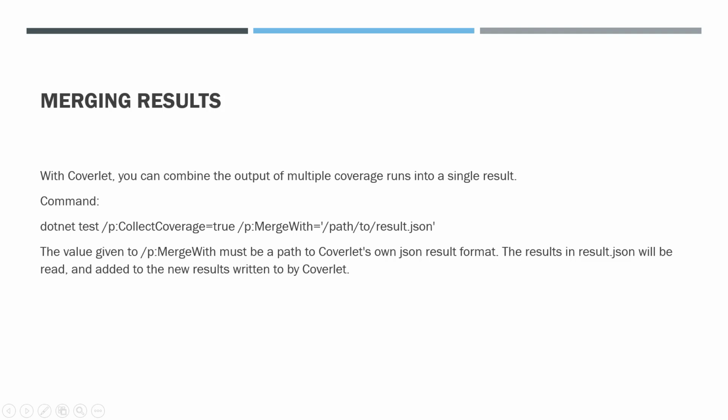With Coverlet, you can combine the output of multiple coverage runs into a single result. Command used: dotnet test /p:CollectCoverage=true /p:MergeWith=/path/to/result.json. The value given to /p:MergeWith must be a path to Coverlet's own JSON result format. The results in result.json will be read and added to the new results written by Coverlet. Let's check the example.